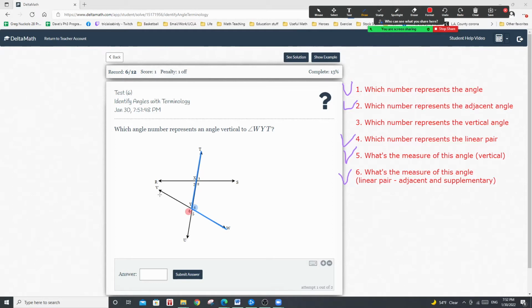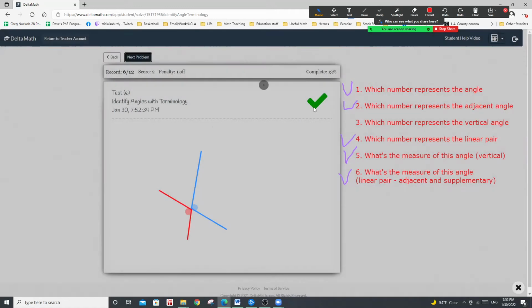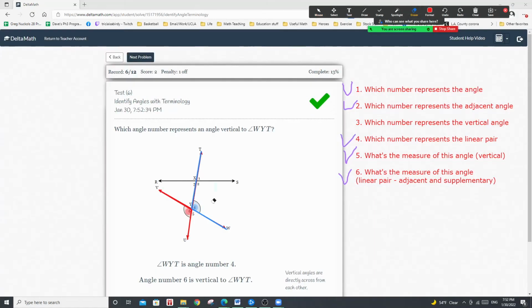And I'll show you that across from it means that when you trace out the sides, none of the sides of angle 6 and none of the sides of angle 4 are touching. So that's why they are vertical. All right, so that's all the types of problems we'll encounter in this first one.